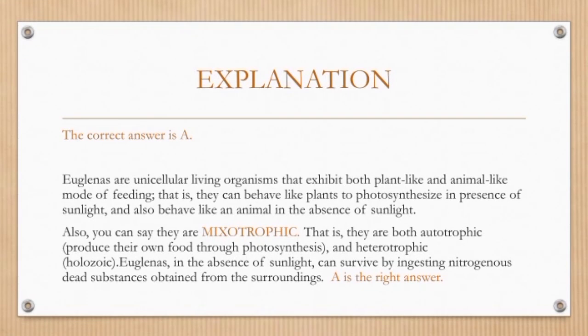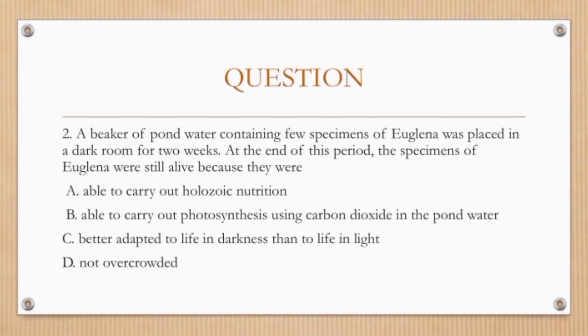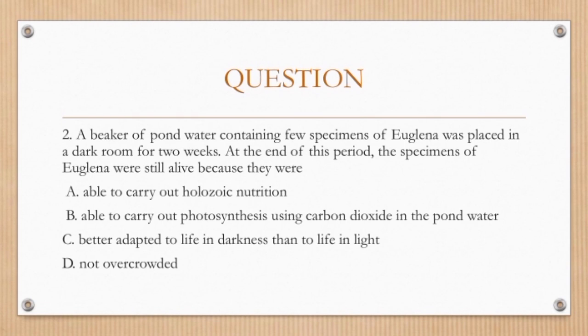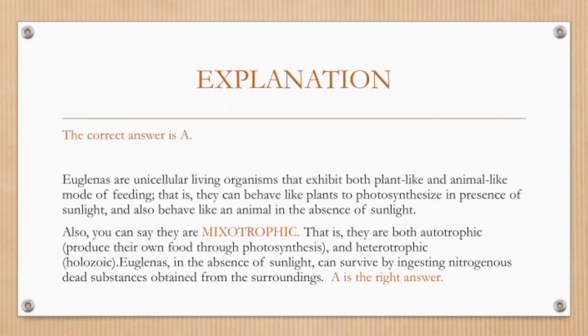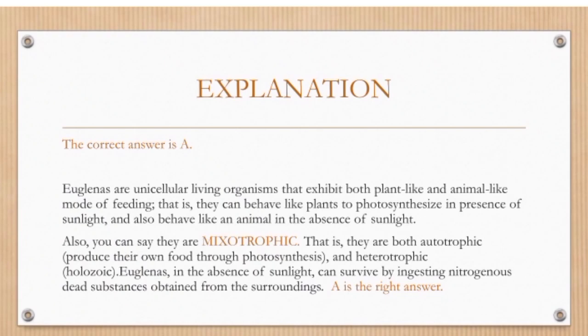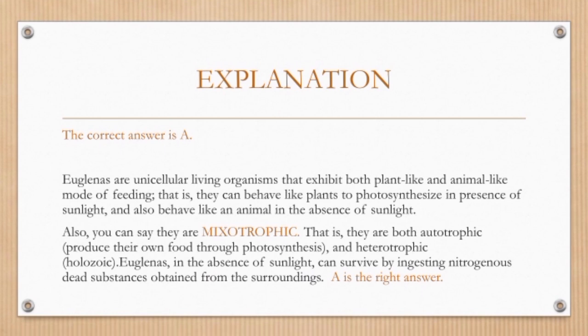So the answer is actually A, which is able to carry out holozoic nutrition. So why is it A? The other name for holozoic nutrition is heterotrophic nutrition. That is to say, organisms that rely on other organisms for food. So that is just the simple definition of holozoic nutrition.